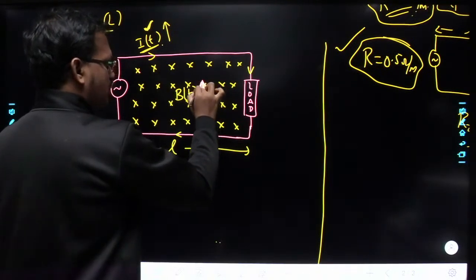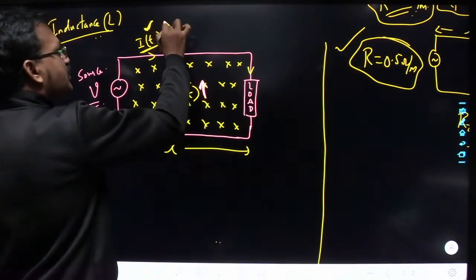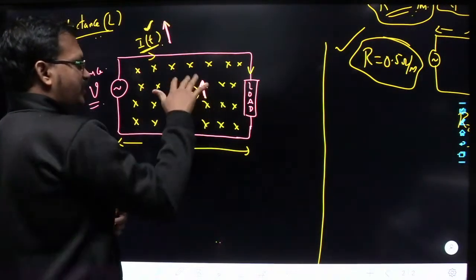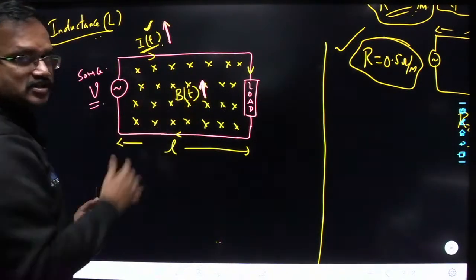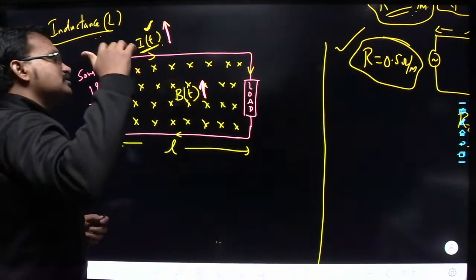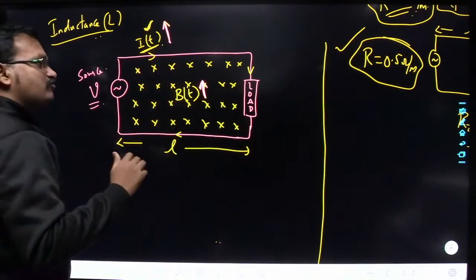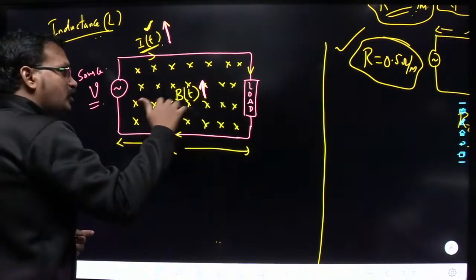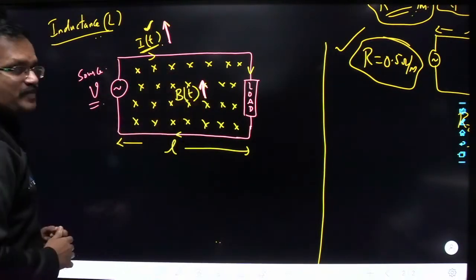So if I assume the current is increasing with respect to time, then the B field penetrating into the loop will also increase with respect to time. That means the magnetic flux is increasing with respect to time. The magnetic flux that is pointing into the board is increasing with respect to time.